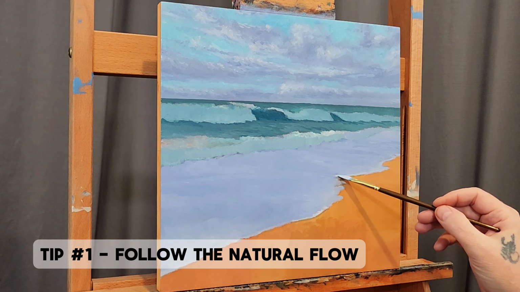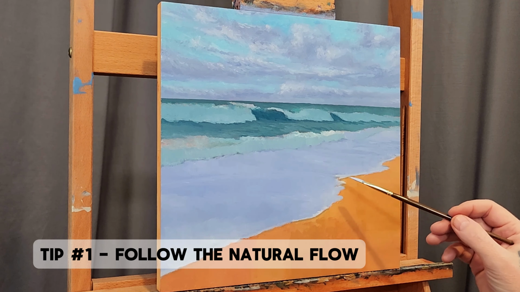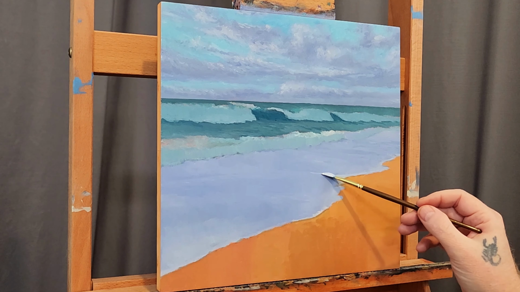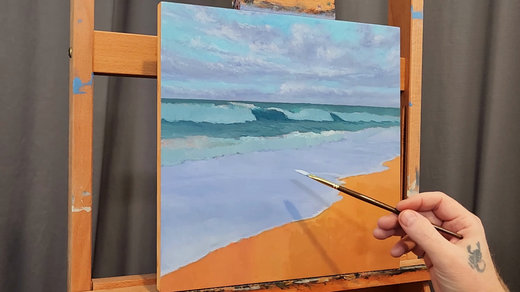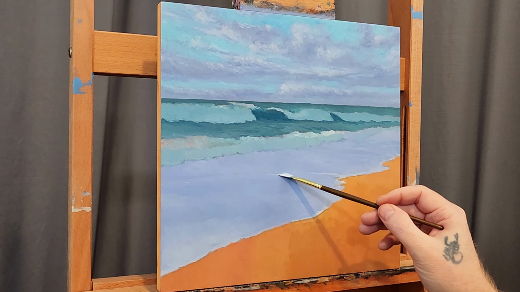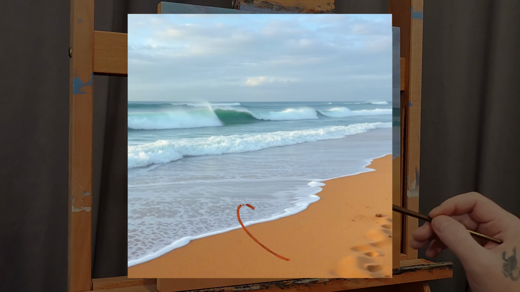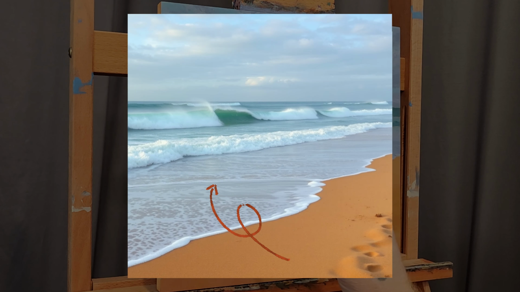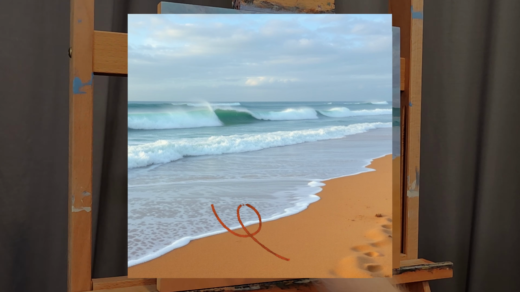Tip number 1, try to create the transition in the natural direction the water would flow. This is also a great time to indicate any secondary lines that we have in our water wash up. As we can tell from our reference, our line kind of cuts across, indicating that there's actually two wash ups in the scene.